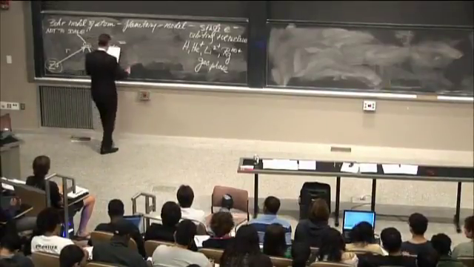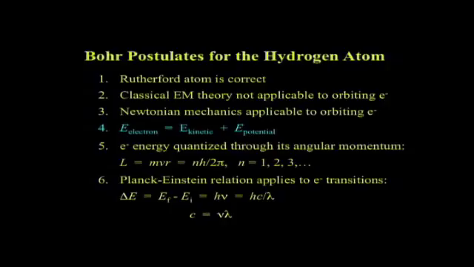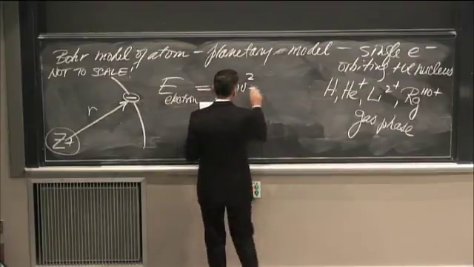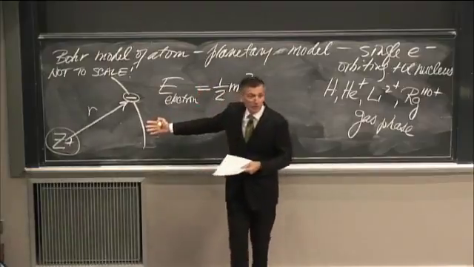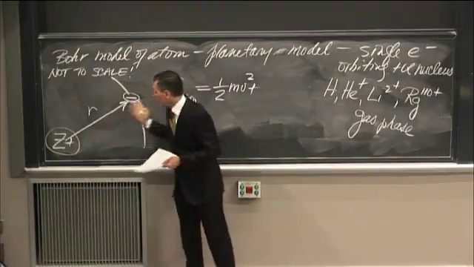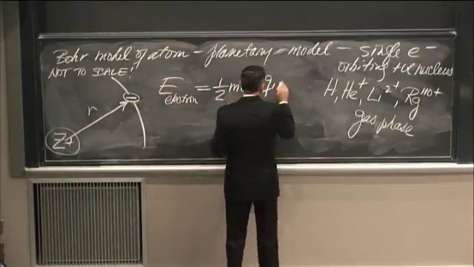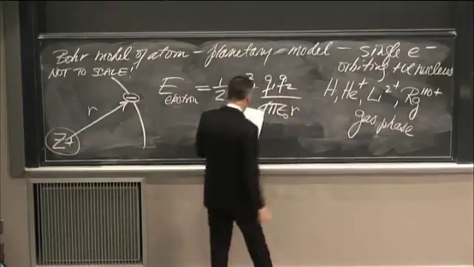So the energy of the electron is the kinetic plus the potential. The kinetic energy, we're saying it's half mv squared because Newtonian mechanics applies, see number 3. So that's half mv squared, where v is the velocity. And then what's the potential energy? The potential energy here is electrostatic, because the energy that's stored here is due to the Coulombic forces between them. So that's going to be Q1 Q2 over 4 pi epsilon 0 divided by r.